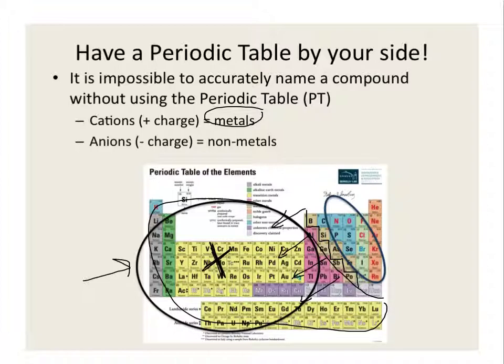We have to distinguish those from anions, things that form a negative charge, and those are nonmetals. Nonmetals are here on the periodic table, so that's anything to the right of that stair step that I drew. So these form a negative charge. So that's important. That's one of the reasons you have to locate your element on the periodic table as one of the first things that you do if you want to name it.